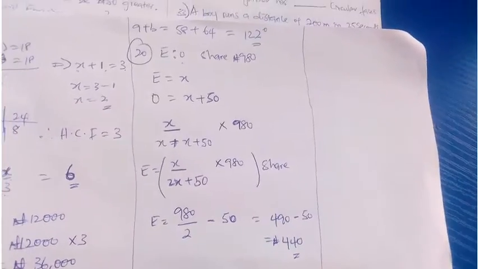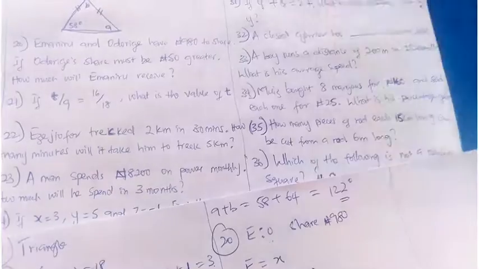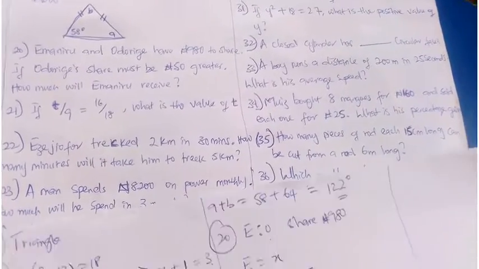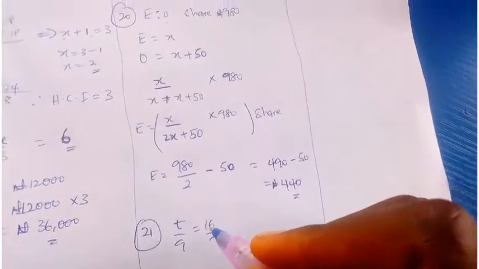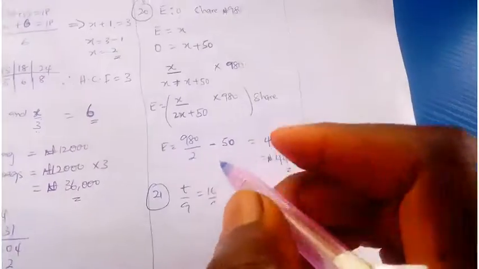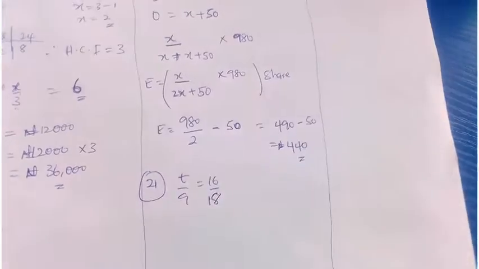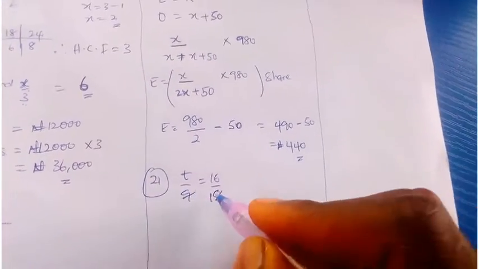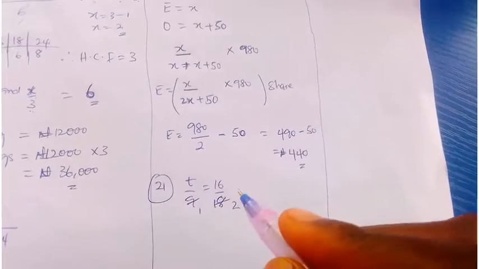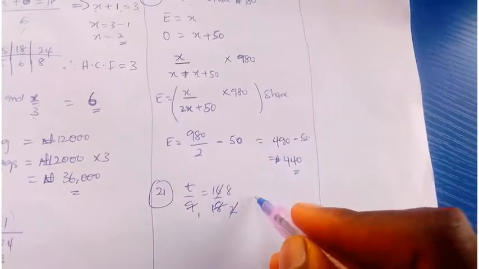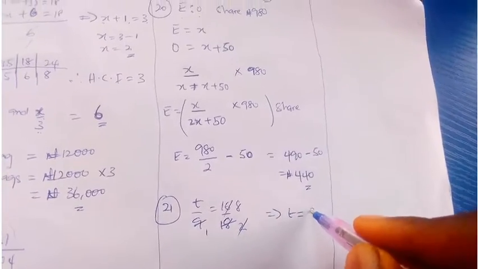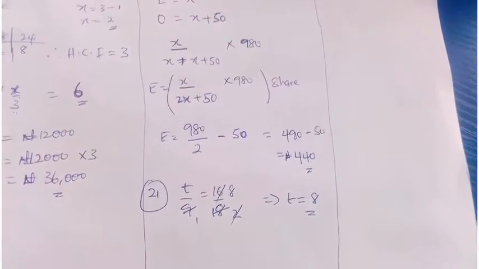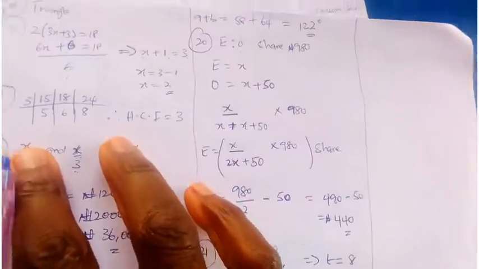Number 21 question says that if t over 9 equals 16 over 18, find the value of t. By default, this can go in these 2 times. This is 1. So 2 here 1, 2 here 8. So it implies that T is equal to 2 in 16, which is 8. That's my T.